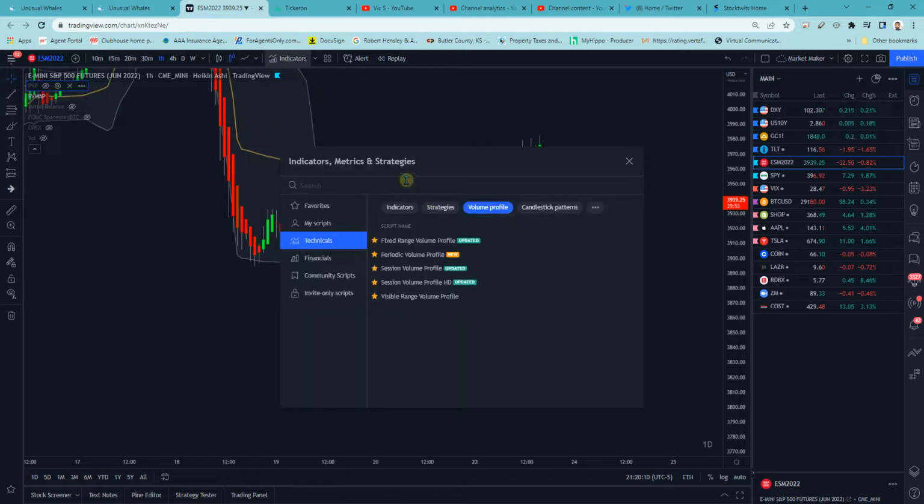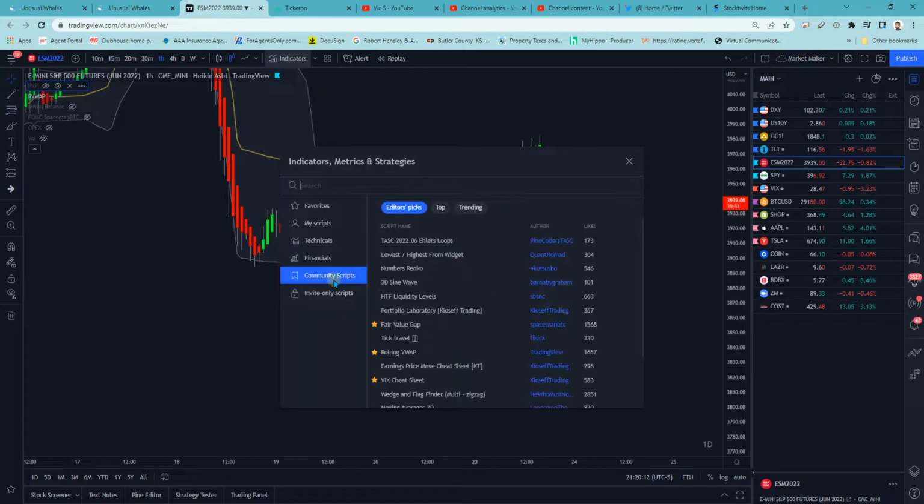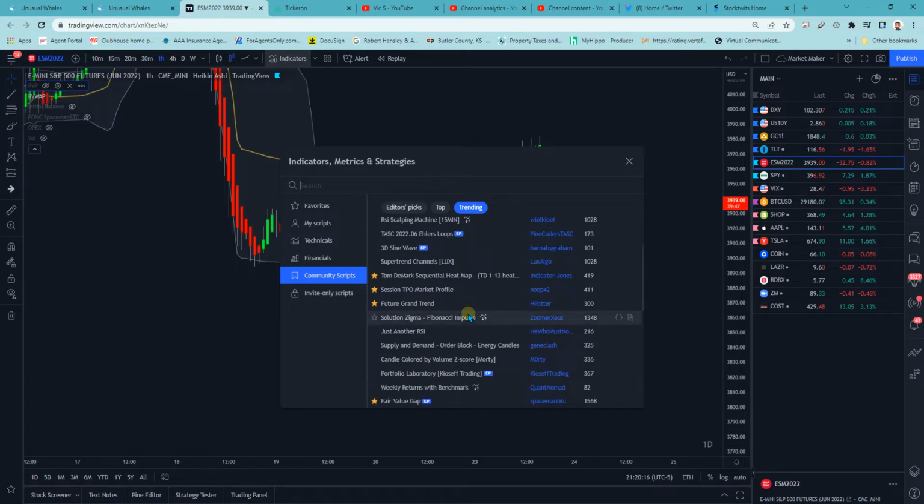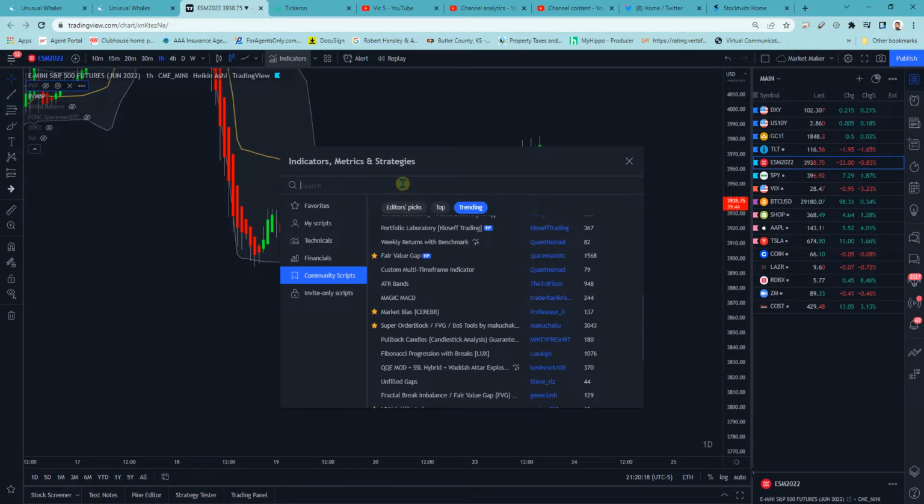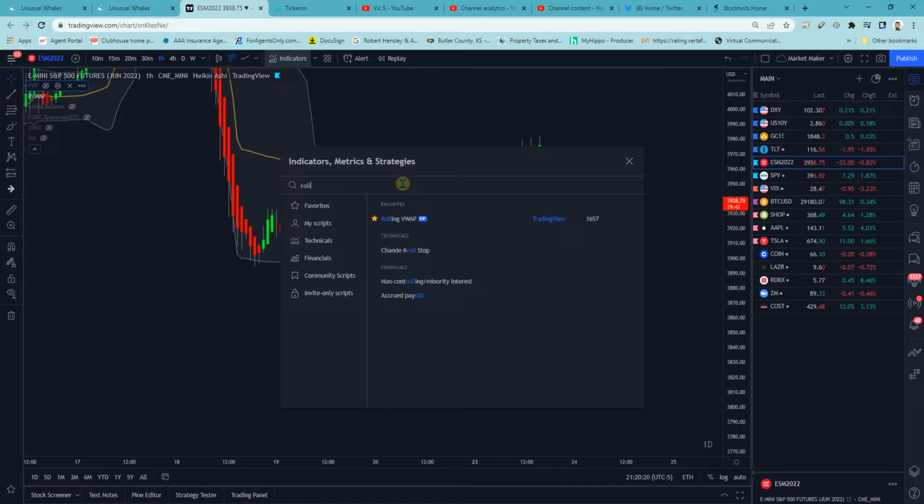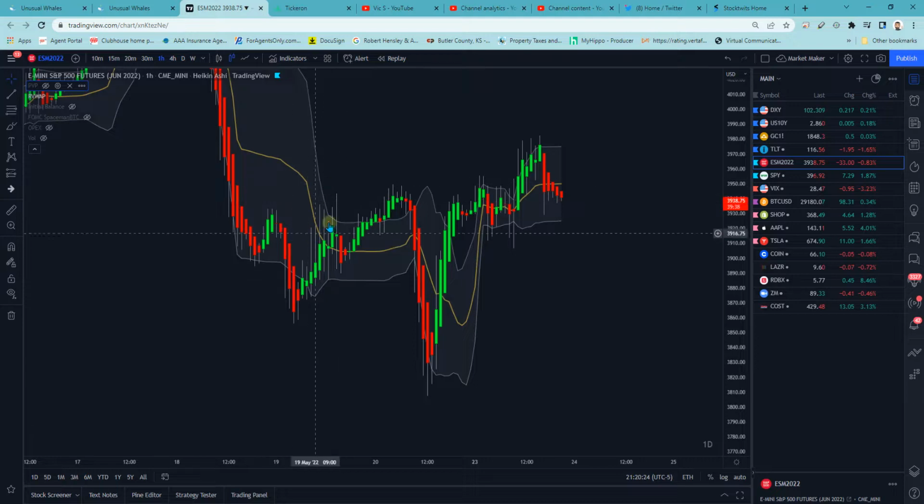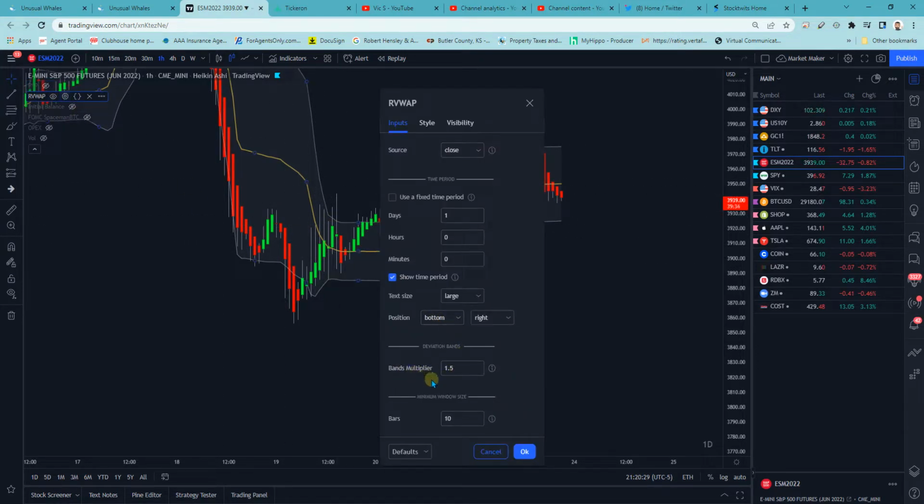Then this other really, really nice new one, because I go through and test all of these all the time, and this one is one of my favorites. It's called the rolling VWAP. So that one's really cool. It has a multiplier band on it, band multiplier. So I just use a 1.5.